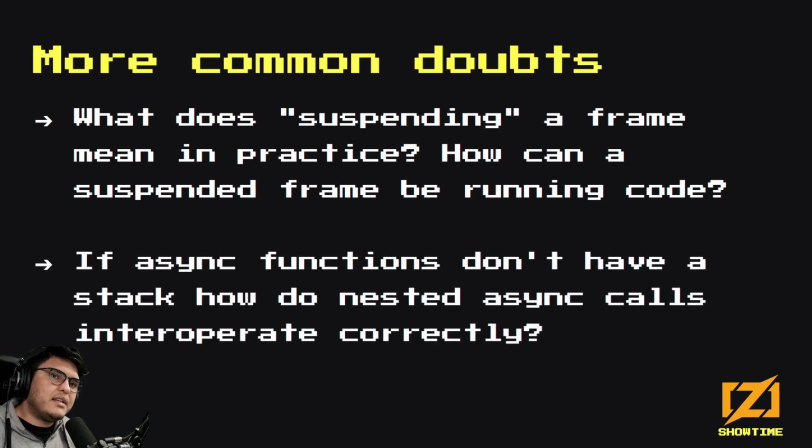Another question that I heard is, if async functions don't have a stack, how do nested async calls interoperate correctly? That's another interesting question, because if you have a bunch of async functions that call into each other and suspend at different points, and a frame can be resumed by another thread, are threads swapping stacks around or what? I think some other languages do this, but in Zig it doesn't happen. So how can that happen?